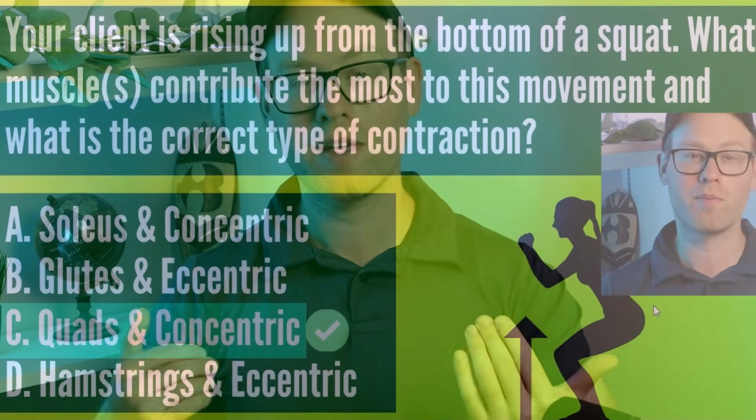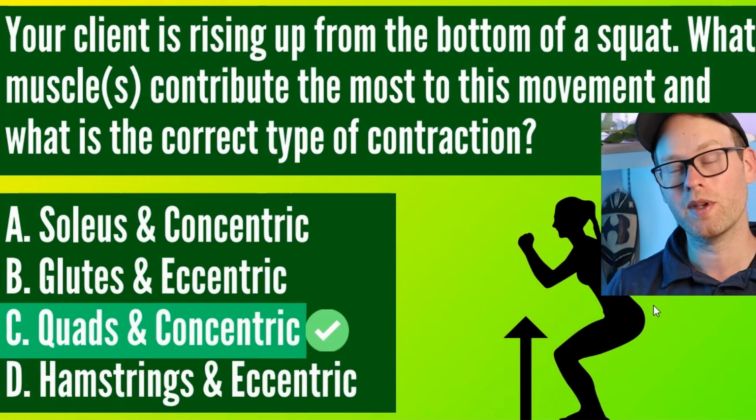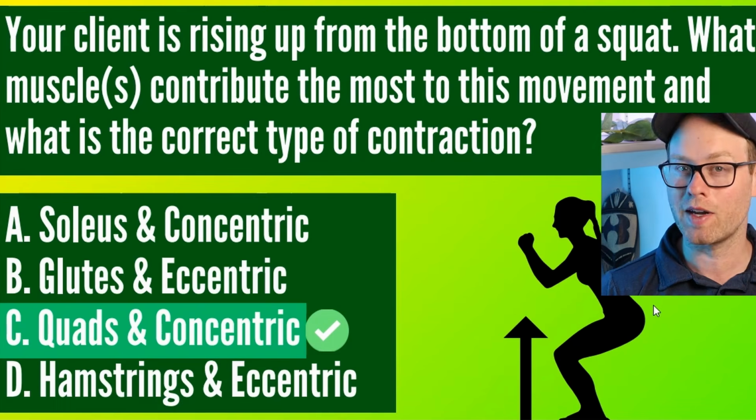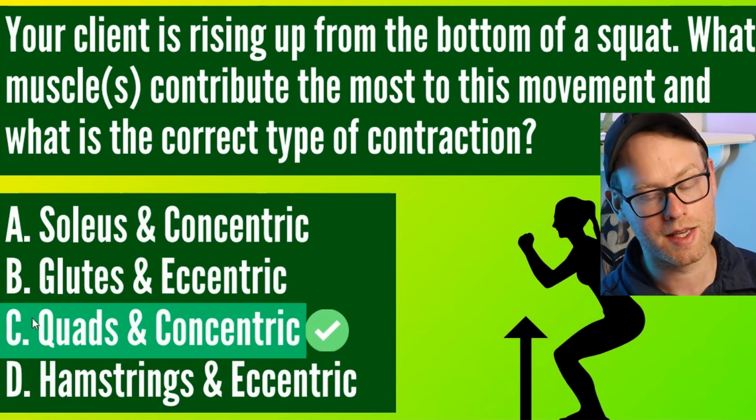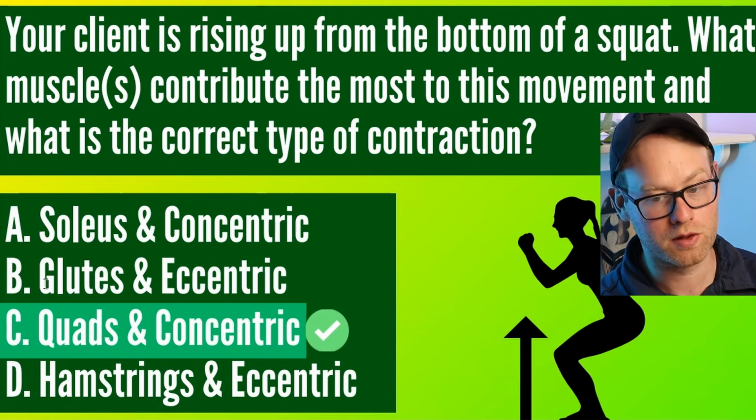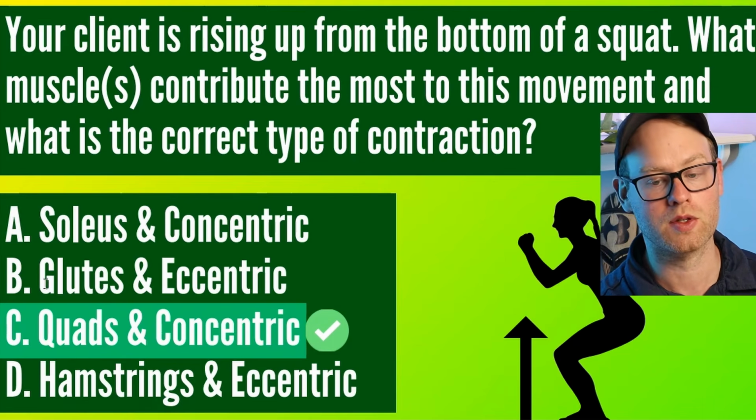So as your client is squatting up, I want you to think about concentric contractions happening, and as your client is squatting down, muscle lengthening is occurring, so eccentric contractions are happening primarily on the way down. And that's really helpful because that allows us to rule out D and B here, which of course the glutes are super important when it comes to squatting as well.